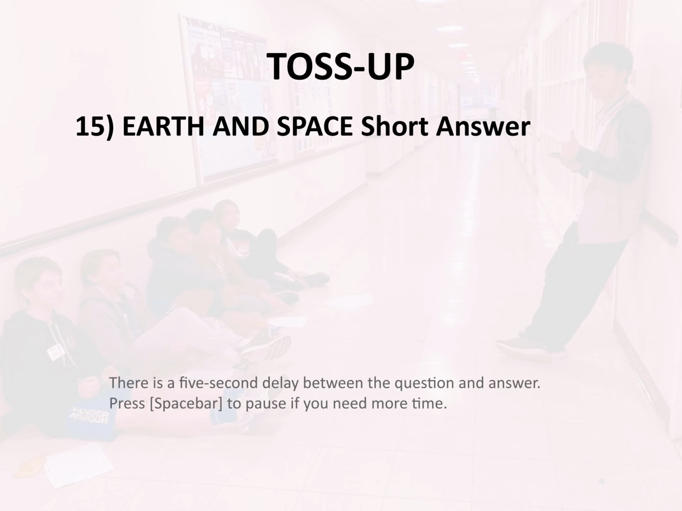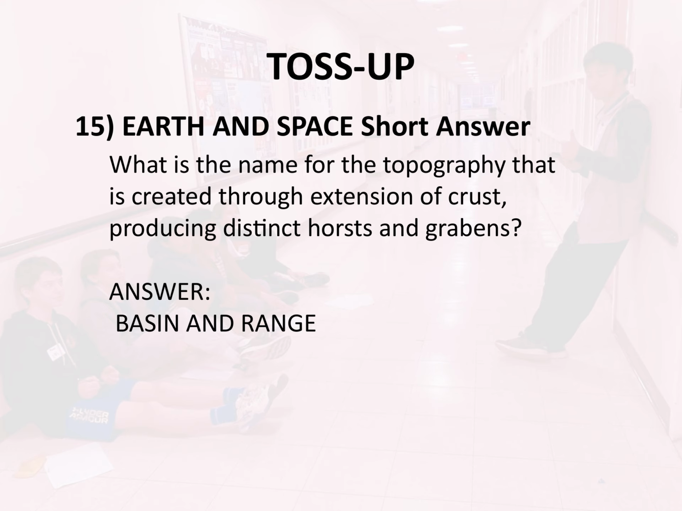Toss-up 15. Earth and space short answer. What is the name for the topography that is created through extension of crust, producing distinct horsts and grabens? Answer: basin and range.